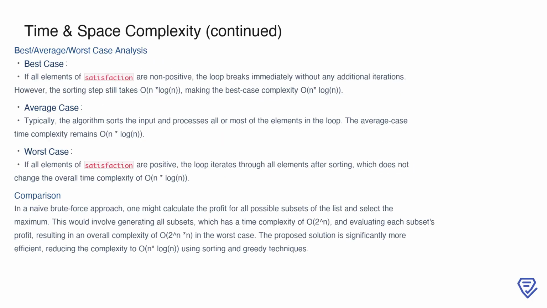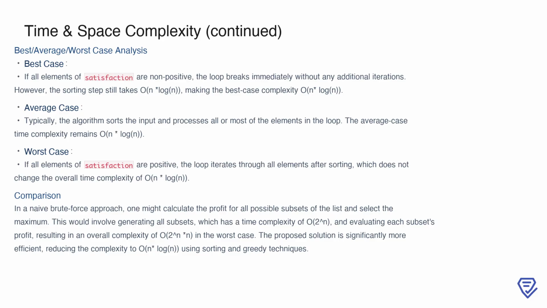To better understand the efficiency of the solution, let's analyze its behavior in different scenarios. In the best case, if all elements in the satisfaction array are non-positive, the loop terminates immediately after sorting, as no further iterations are needed. However, the sorting step still requires O(n log n), so the best case time complexity is O(n log n). In the average case, the algorithm typically processes most or all of the elements in the loop after sorting, resulting in an average time complexity of O(n log n). In the worst case, where all elements are positive, the loop traverses every element after sorting, but this does not change the overall time complexity, which remains O(n log n).